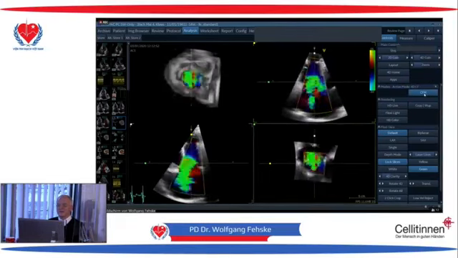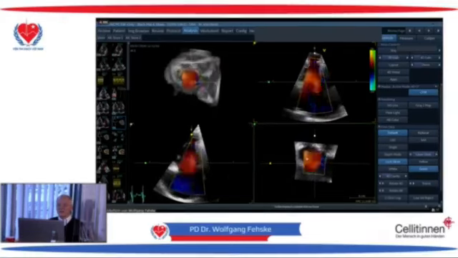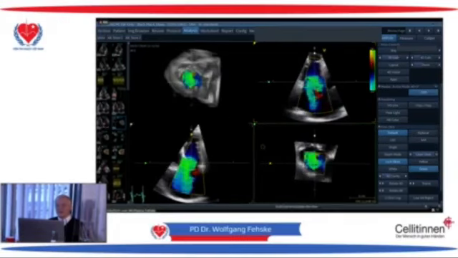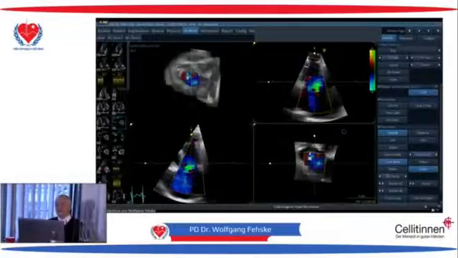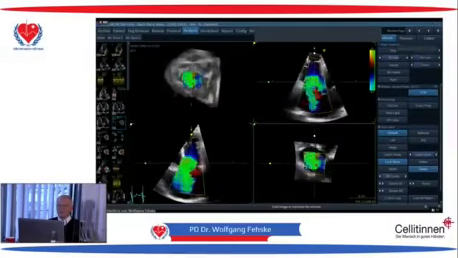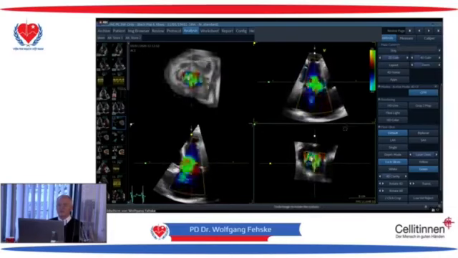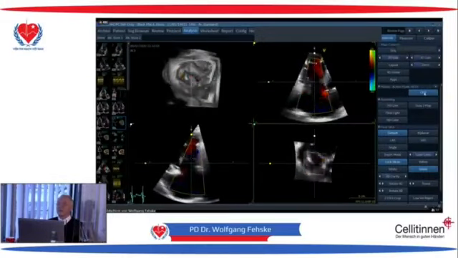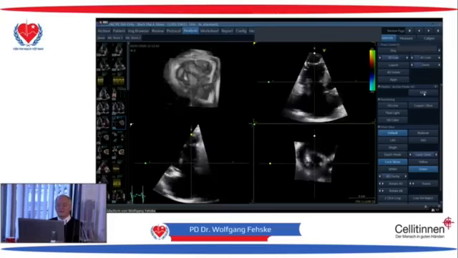You see the gap, and you see that the blood flows exclusively and largely through this gap. Is that okay? So I think it explains itself.